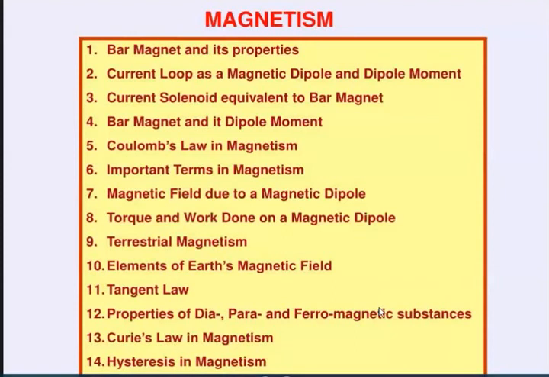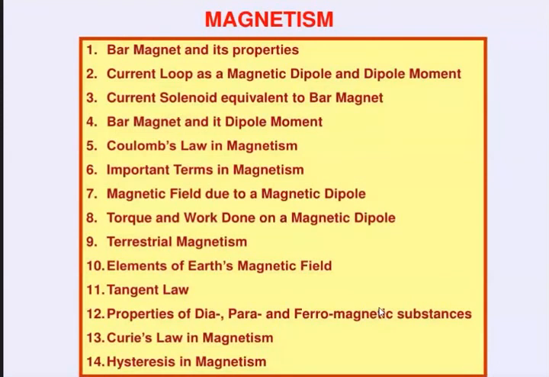And Curie's law in magnetism, that is, the magnetic property associated with a magnet depends on the temperature. So Curie correlated the magnetism associated with a substance with temperature: how magnetism varies with the temperature of the substance.